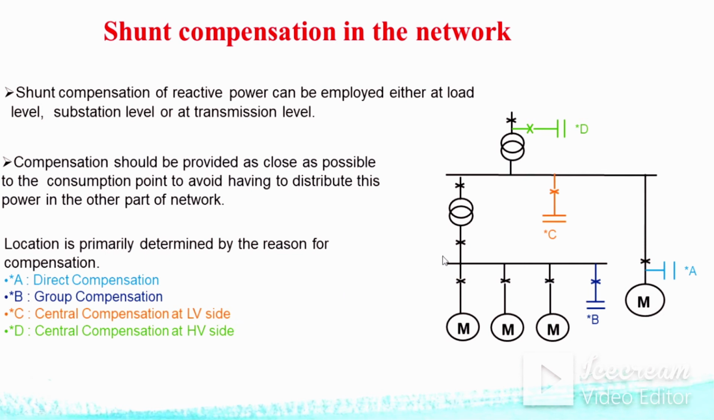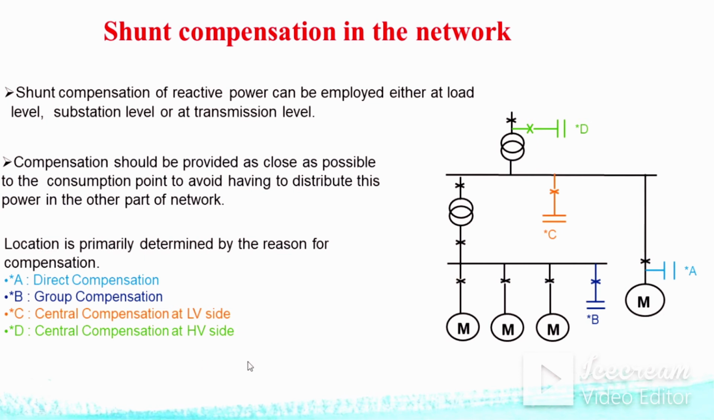Now where is the low voltage? This side is the low voltage side and this side is the high voltage side, obviously. So at this particular point we are connecting the capacitor in parallel. But this is connected to the central line, right? From the generating side we are stepping down the voltage and then it is provided to the load. So this is the central line between the generator and the load. So this shunt compensation is called the central compensation at the low voltage side.